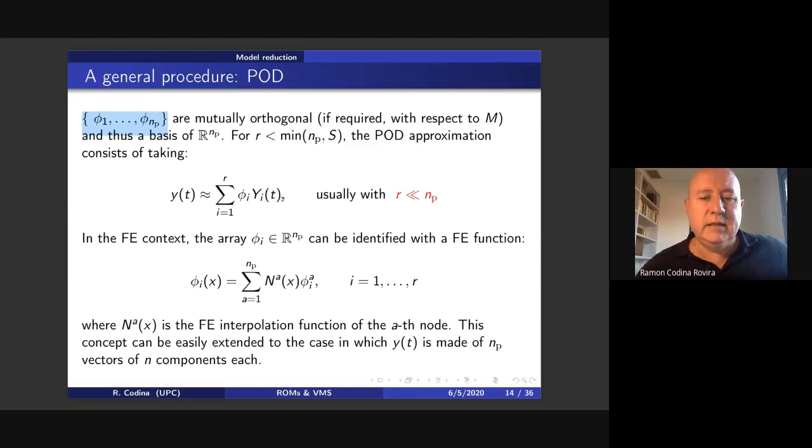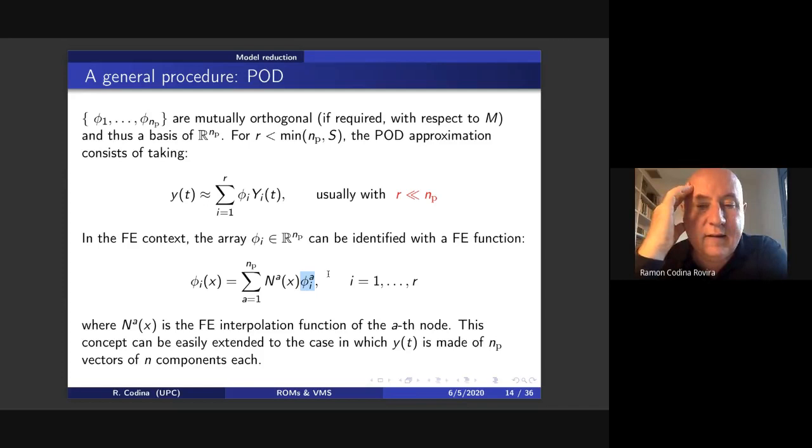Now a remark. What we called modes before in the case of solid mechanics, these basis functions phi, can be understood either as vectors or as finite element functions if your FOM is a finite element method. That's what I'm considering. So that array phi can be considered either as a vector or as a finite element function. How can we identify this with a finite element function? Well, in the way that is written here, this array phi will have different components that will correspond to the nodes of the finite element partition, because we are assuming that our full order model is a finite element method.